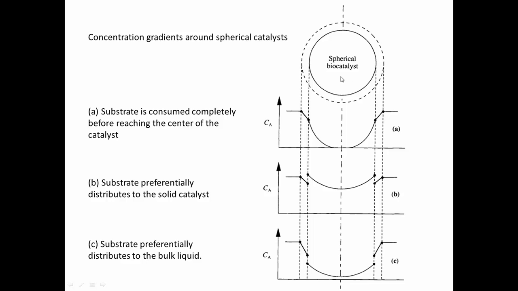For part B here, we have substrate that is preferentially distributing to the solid catalyst. This could be where you have a solid catalyst that is, say, hydrophobic, and your substrate is also hydrophobic, but it is in an aqueous solution. It would preferentially go to the biocatalyst, which might be advantageous depending on what you're trying to do. Substrate can also preferentially distribute to the bulk liquid, where you have, say, a hydrophilic biocatalyst, but your substrate happens to be hydrophobic. So you get a sharp decrease in the concentration of substrate in your biocatalyst itself.